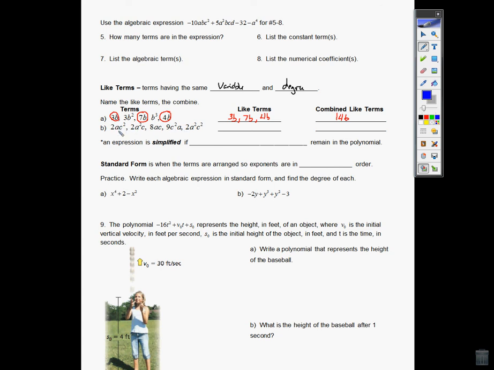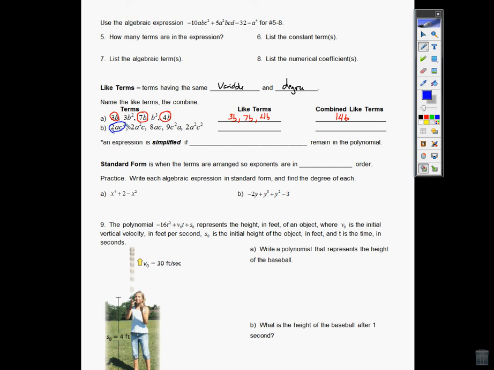Now let's look at B here. I have to look for ones that have the same variable and degree. Now this one gets a little bit more complicated because I have two different variables. I have a and c. So this is a to the first c squared. Are there any others that have a to the first and c squared? Well, this is a squared c to the first, so that's almost there, but not really. This is a to the first c to the first. This one is c squared a to the first. Well, actually, that looks the same.